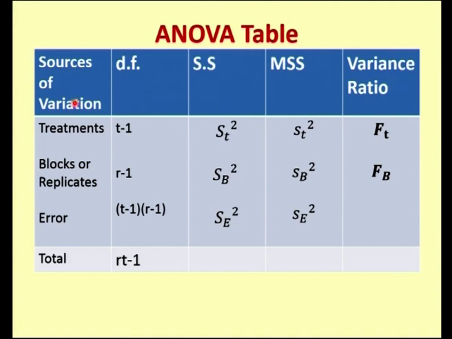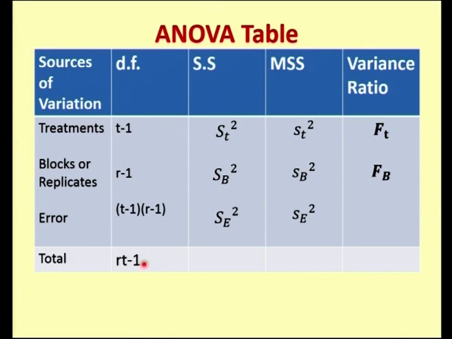And the entire analysis can be summarized in the form of a table called the ANOVA table, and this table consists of 5 columns, 1, 2, 3, 4, 5 columns, with the first column representing the sources of variation, the second column giving degrees of freedom for the different sources of variation, and then we have sum of squares, mean sum of squares, and finally variance ratio. So, sources of variation here we have due to treatments, blocks, or could be replicates, and then error, and finally summing up these three will give you the total sum of squares.